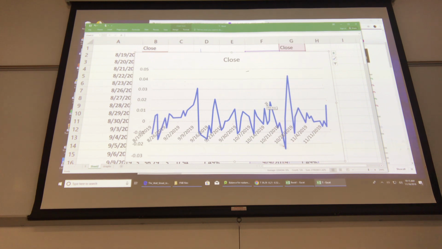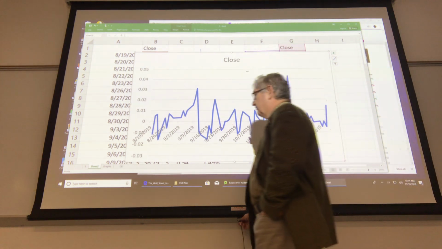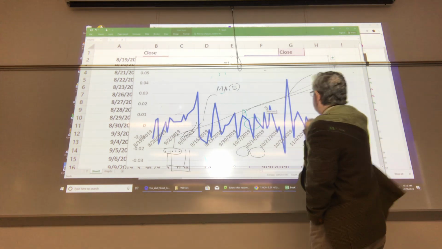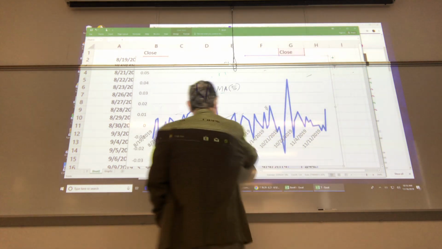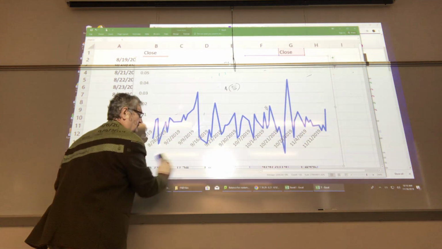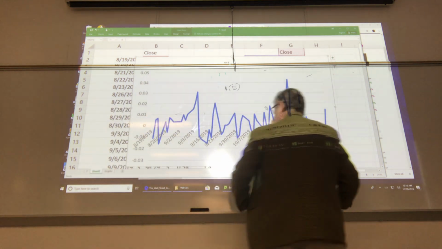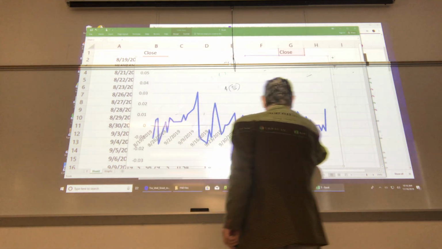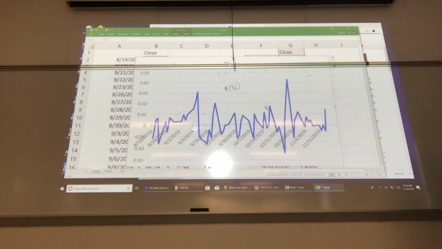What do I need to pay attention to here? If the price doesn't change, then I'm staying on the line here. 0% change means that the price does not change. If the price moves up, it's positive. If the price moves down, it's negative.